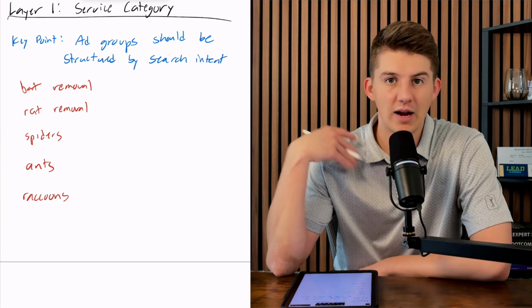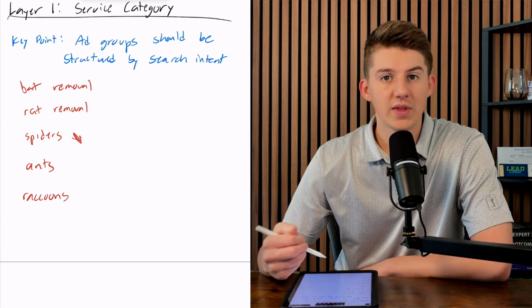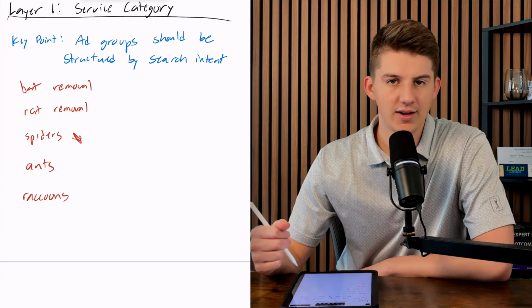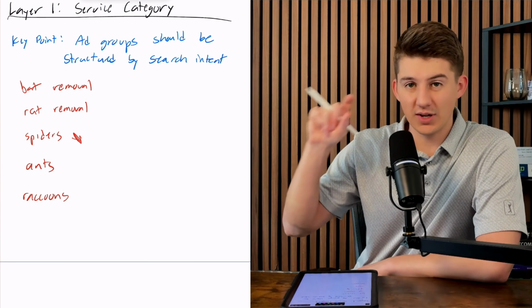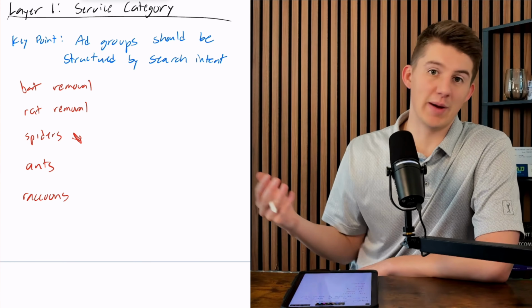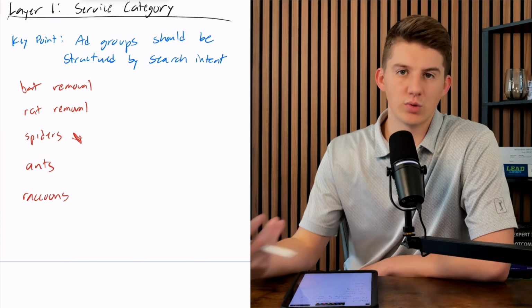If I'm a customer and I'm searching for spider removal and I get an ad that's generic and just says pest control, or I get an ad that says spider removal specifically right under it, I'm going to click the spider one because it's more closely related to what I'm actually looking for.